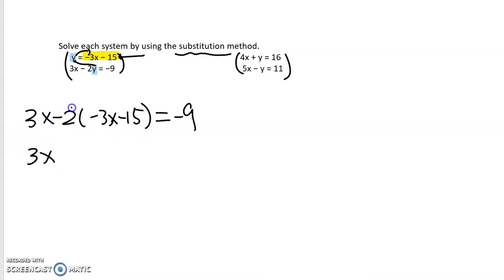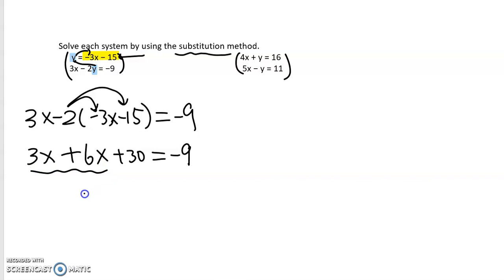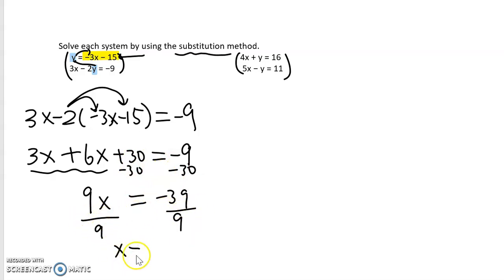So now we just get rid of parentheses by distributing negative 2. Negative 2 times negative 3 is positive 6x. Negative 2 times negative 15 gives us positive 30. And keeping equals negative 9. Combine like terms, that's 9x plus 30 equals negative 9. We're going to subtract 30 from both sides. That's going to give us negative 39. You can do this in two steps if you want. And now we get rid of the 9 in front of x, so x equals negative 39 over 9. We can reduce this fraction by dividing both by 3. So we have x equals negative 13 over 3.